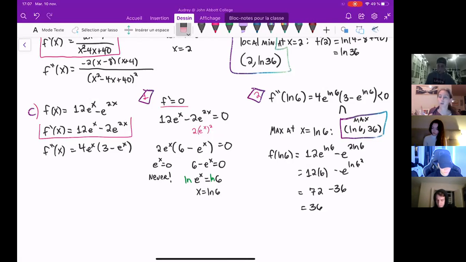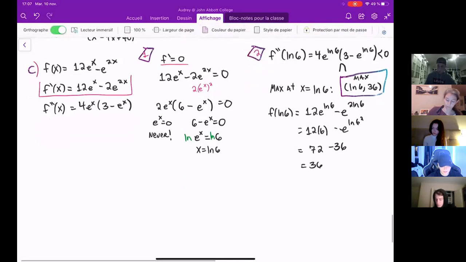And then we're going to start combining all of this stuff together to sketch some curves.